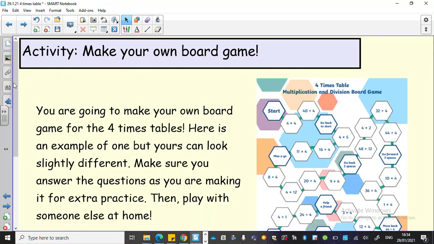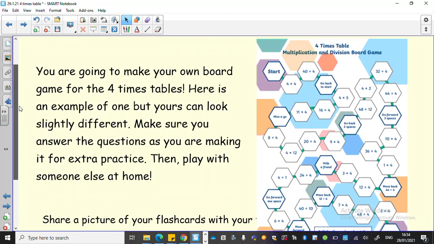Now, on to your independent activity today. You are going to make your own board game for the four times tables. Here's an example of one. I'll just talk you through it briefly.